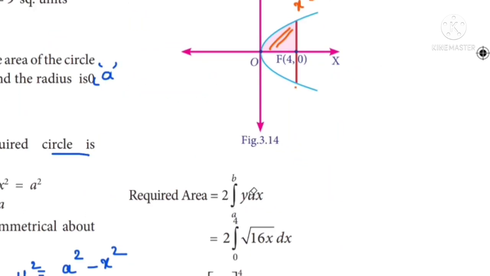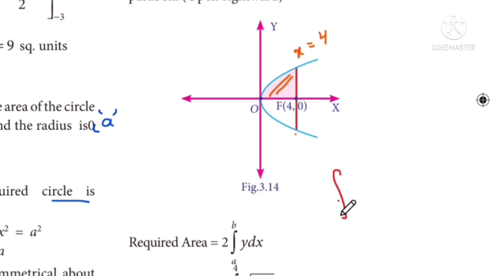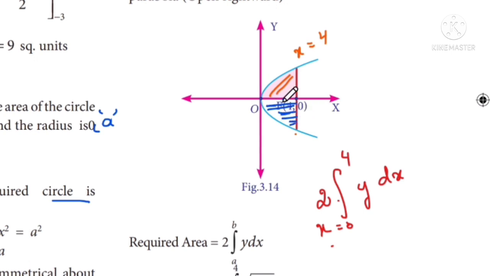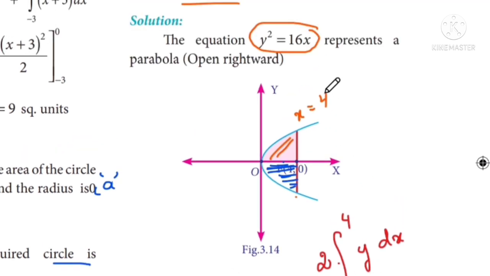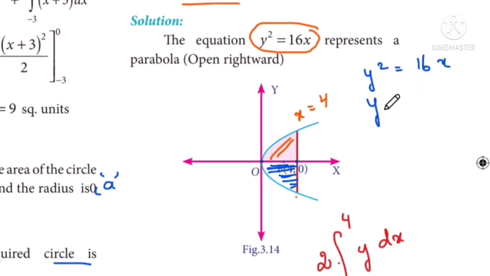So that means 2 times. Again we know the x limit, x is from 0 to 4. If you know the x limit, the formula will start with y dx. And you have to put 2 times because we want the full area, this region also. So the total area will be 2 times this area. So we have to find y from the equation of the parabola. Y square is 16x. So y will be root of 16, that is 4 root x.